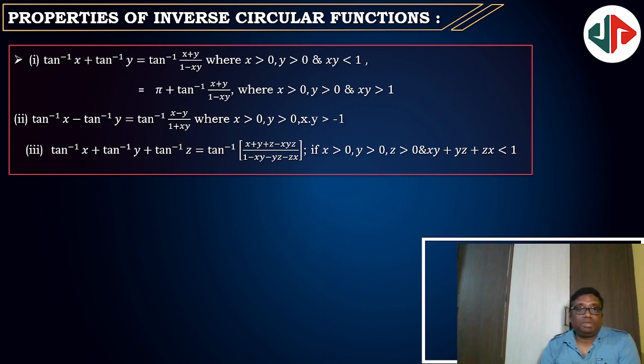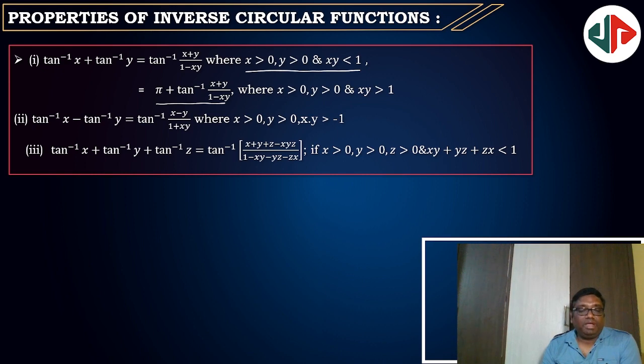Next one is tan inverse of x plus tan inverse of y is always equal to tan inverse of x plus y by 1 minus xy. These conditions are very, very important: when x is greater than 0, y is greater than 0 and the xy value must be less than 1. If xy is greater than 1, then the result will be pi plus tan inverse of x plus y by 1 minus xy.